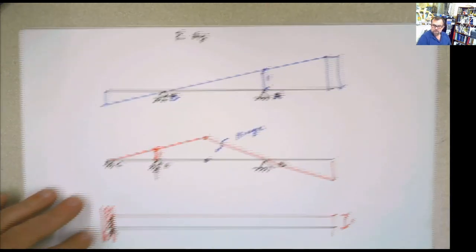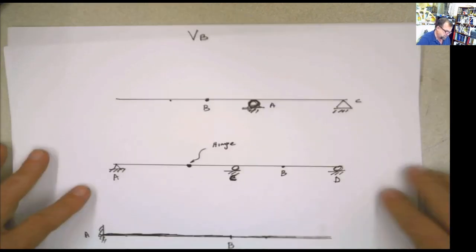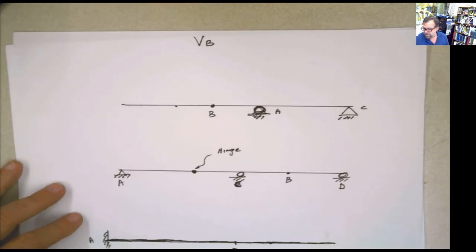This is for the reactions. Move. The next one is going to be 4. I don't know for what, because I lost it. It's here. Now we have to calculate shear.